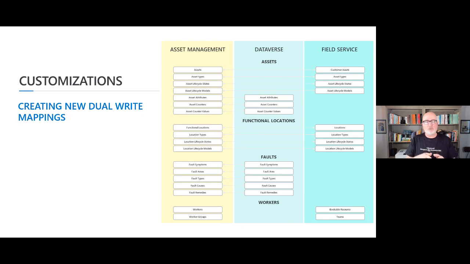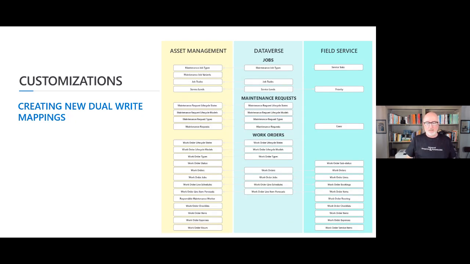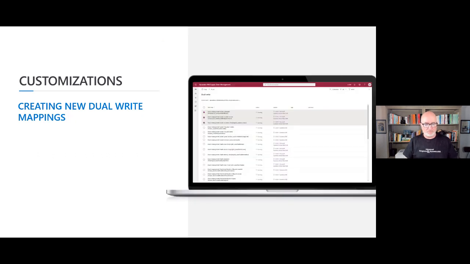But what I'm going to do here is show you how we can go out and create custom dual write maps. I've got a number of these that I've added myself, and one of them is a work order dual write entity, and it's not going to go to the Field Service work order. It's just going to go into its separate table, because then we can watch that entity for a certain lifecycle state and then create a Field Service entity using Power Automate.